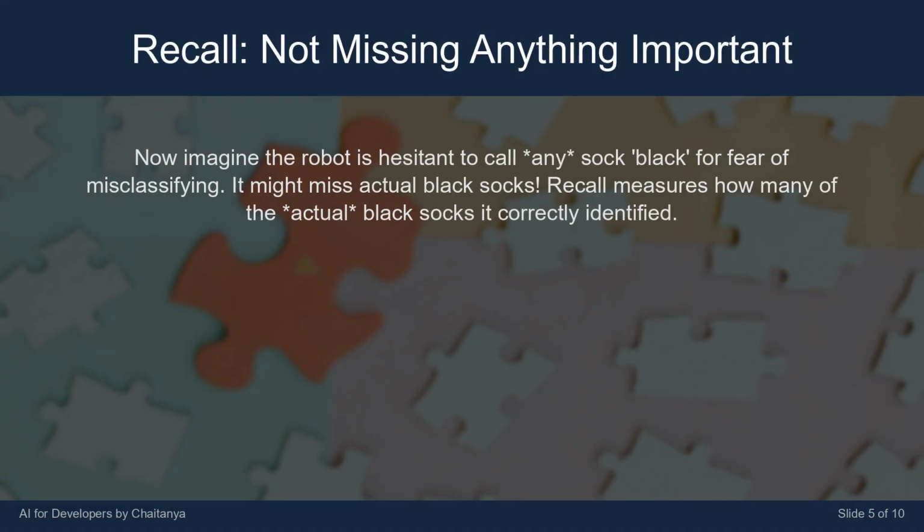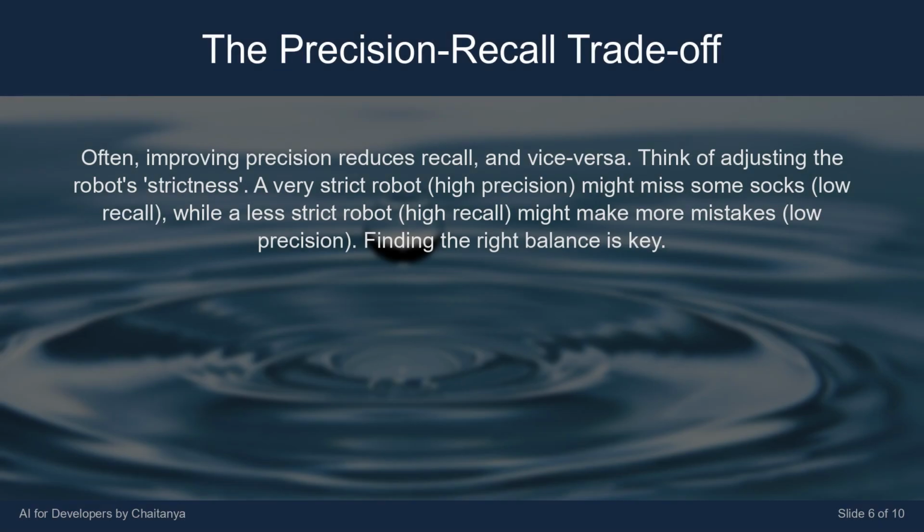Now imagine the robot is hesitant to call any sock black for fear of misclassifying. It might miss actual black socks. Recall measures how many of the actual black socks it correctly identified. Often, improving precision reduces recall, and vice versa. Think of adjusting the robot's strictness. A very strict robot, high precision, might miss some socks, low recall, while a less strict robot, high recall, might make more mistakes, low precision. Finding the right balance is key.